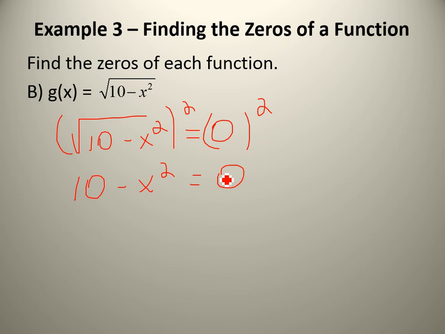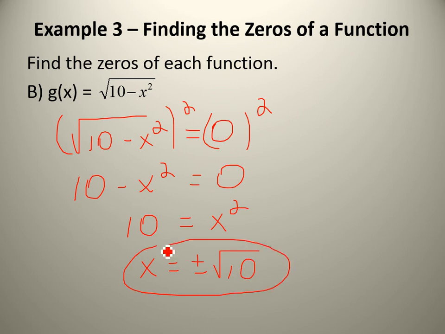So from here, the easiest thing to do is just to add x squared to both sides. So I end up with this, 10 equals x squared. And then I'm going to square root both sides at the end. So when I do that, I get x equals plus or minus, right? Remember, we're square rooting both sides, so it's got to be plus or minus. So I end up with x equals plus or minus the square root of 10. So that would be the zeros there for part B.